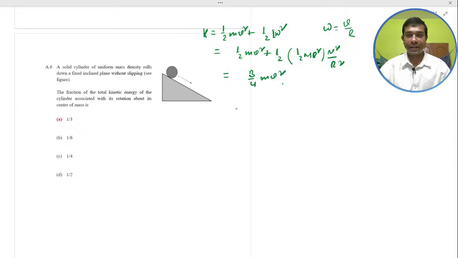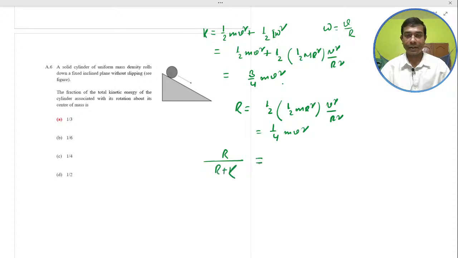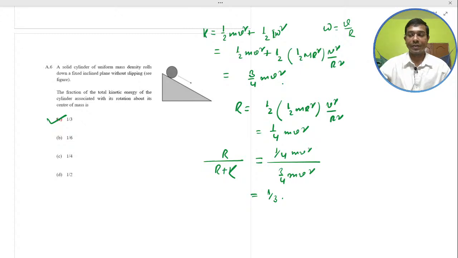So the rotational kinetic energy R would become half of half mr square into v square by r square. This is what? 1 by 4 mv square. Now, the rotational kinetic energy R by K would become 1 by 4 mv square divided by 3 by 4 mv square. It would become 1/3. Option A is correct. Next, go ahead.